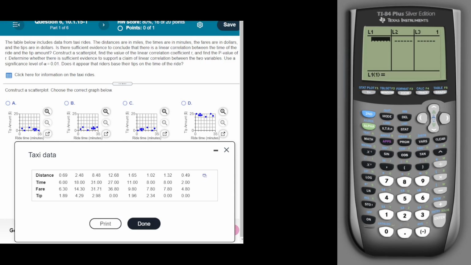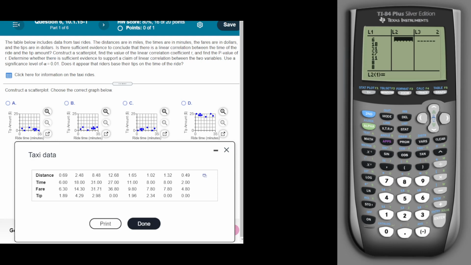Okay, so what do we need? We need the ride time. So I'm going to put all the times in here for our X because ride time is on your X axis. So 6, 18, 31, 27. Yeah, I know it's 27.00 for your data, but it's the same thing. You don't need the trailing zeros after the decimal, right? 11, 8, 8, 2. And for our Y, the Y was the tip amount, right?